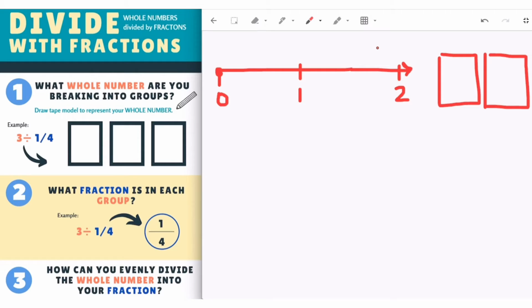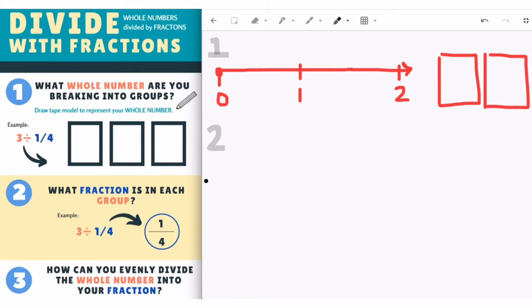So the first thing we ask, what is the whole number we are breaking into groups? Well, we already decided that we have 2 feet of string, and we're seeing how many bracelets, or how many groups, we can make from that 2 feet. So that's step number 1. Now we go on to step number 2.